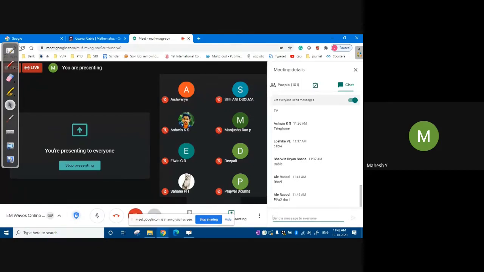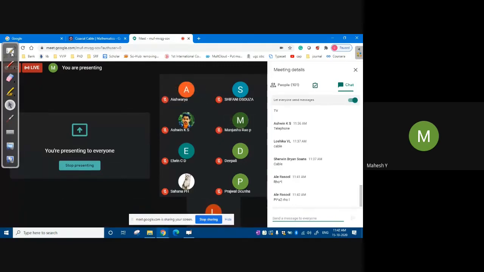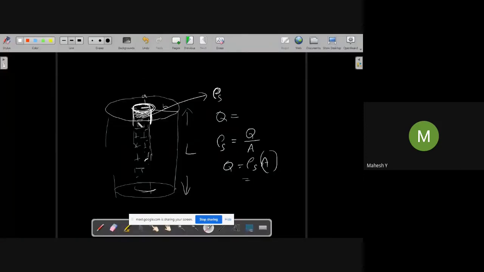Pi into, okay, 2 pi A rho L. Yes. So the surface we are now considering is the curved surface of the cylinder, right? So what is the perimeter of this circle with the radius A? And perimeter into length is the curved surface area, right?